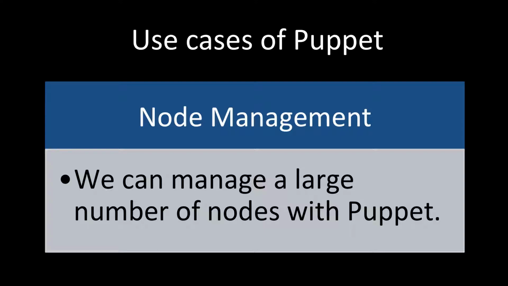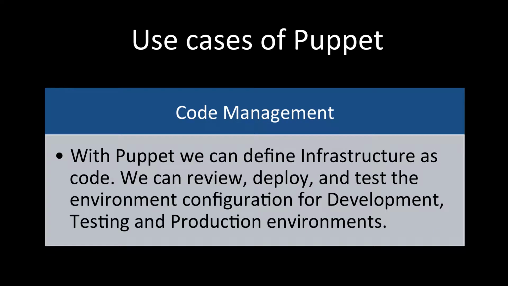In node management, we can manage a large number of nodes with Puppet, because in enterprise systems we have hundreds of nodes. We have so many microservices. Each microservice may be deployed into multiple servers or multiple instances for high availability. All those instances, if they are deployed on some nodes, those nodes can be managed with Puppet, which is very strong and very scalable.